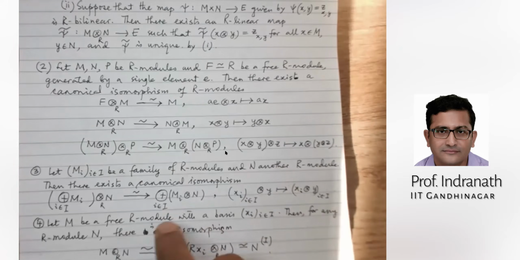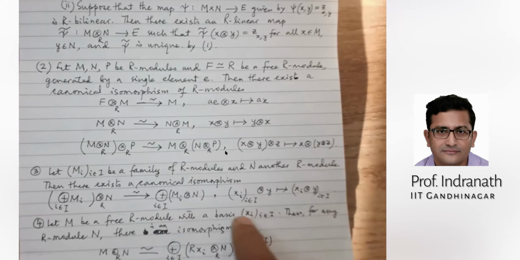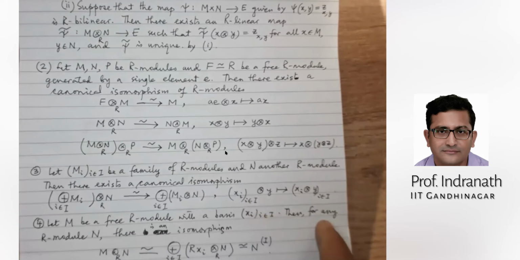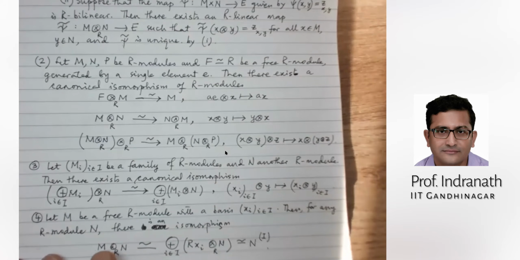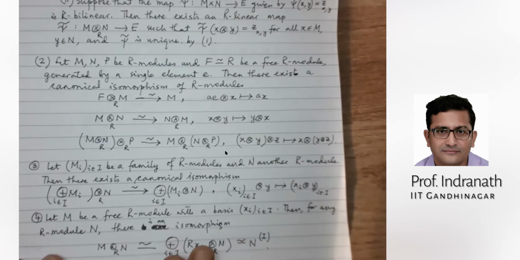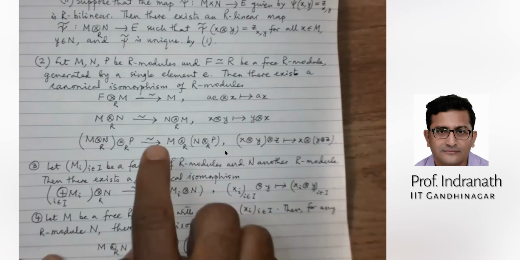And lastly, M is a free R module with basis x_i, where I is the index set. Then for any R module N, you have an isomorphism from here to here. Because M is a free R module, it is the direct sum of R x_i, i in I. So you can take the direct sum out and then you just get this. Each R x_i is isomorphic to R, so each one is isomorphic to N by this.